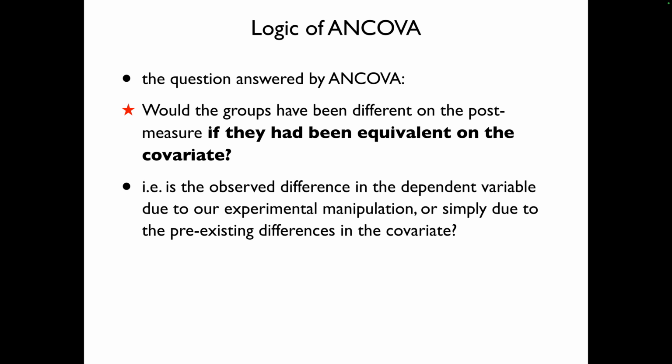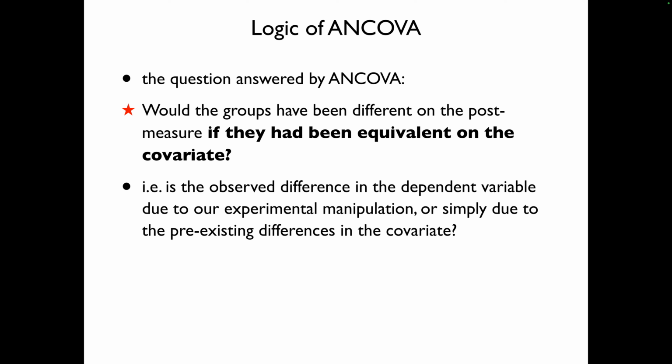So here's the key question that is answered by ANCOVA. Would the groups have been different on the post measure, on the dependent variable, if they had been equivalent on the covariate? In other words, is the observed difference in the dependent variable due to our experimental manipulation, or is it simply due to the pre-existing differences on the covariate?